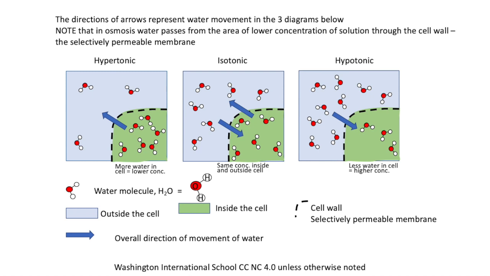Isotonic, water is moving in both directions at the same rate. And hypotonic, water solution is surrounding the cell, is less concentrated, and will pass through the cell wall where the solution is more concentrated, where in the diagram here less water is shown.